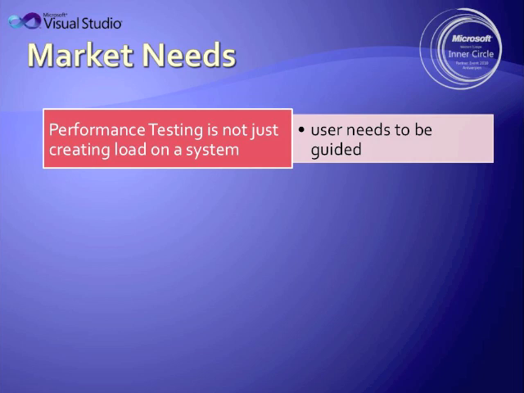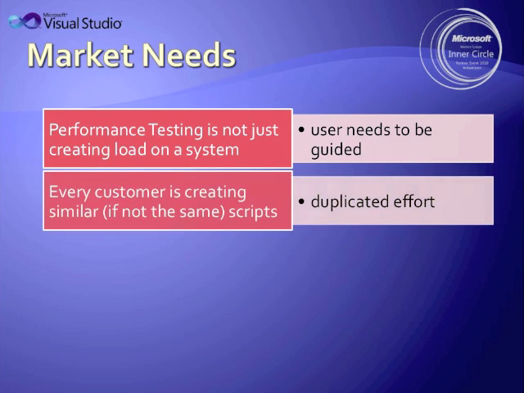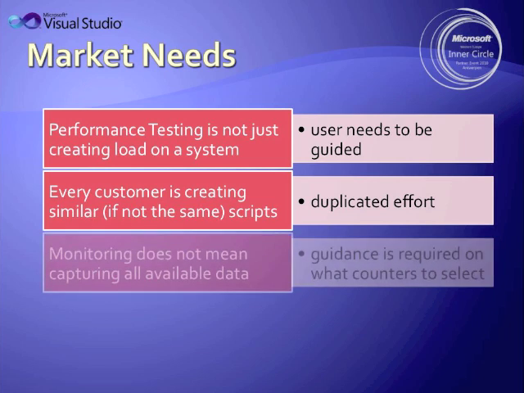The user needs to be guided. You cannot just ramp up 3,000 users and break the system. You need to have some goals in mind, okay? Then, as I said before, every customer is creating similar, if not the same scripts. We realize that every time we go to a customer, we end up writing scripts to set up events in a calendar, download a file, upload a file. So there's a duplicate effort there. There's no need to re-record all these scripts all the time.